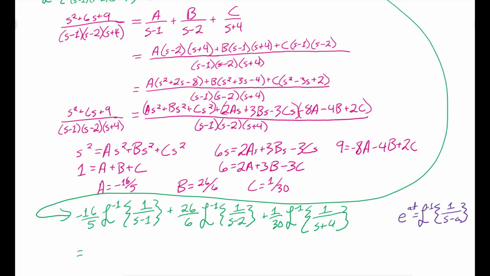So 1 over s minus a, in this case a is 1, so this is really negative 16 over 5 e to the 1 times t, or just e to the t. And then we have a 25 over 6 times 1 over s minus 2, a is 2, so we'll have e to the 2t, plus 1 over 30. S plus 4 is the same as s minus the negative 4, so we'll do e to the negative 4 times t. And that's going to be our inverse transform.